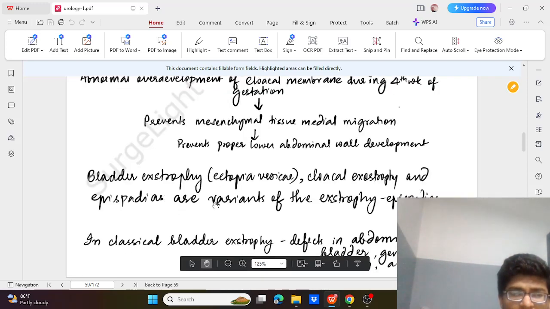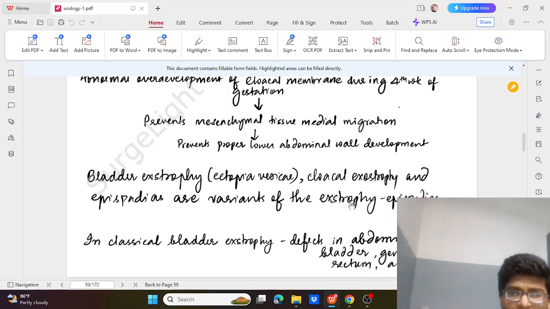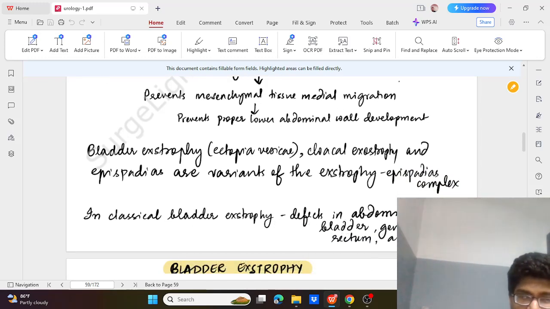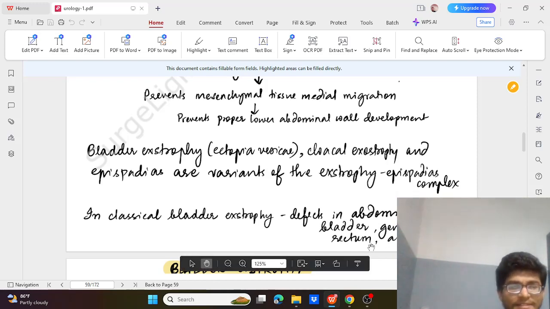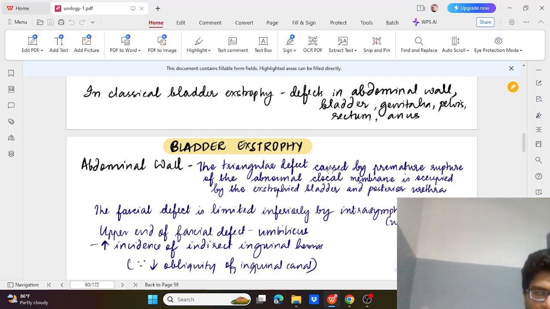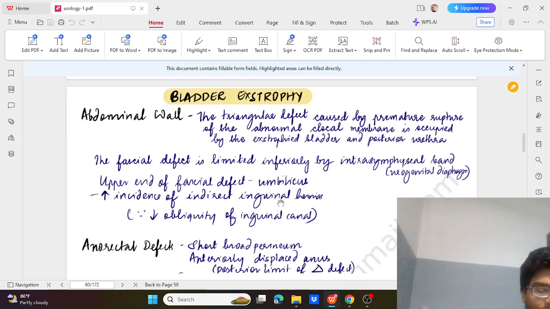These can occur in different variants of extrophy epispadias complex. In the classical bladder extrophy, there is defect in the abdominal wall, bladder, genitalia, pelvis, rectum, and anus. Now we will be seeing in detail the bladder extrophy. So here in the abdominal wall, there will be a triangular defect caused by the premature rupture of the abnormal cloacal membrane, and it is occupied by the extrophied bladder and the posterior urethra.